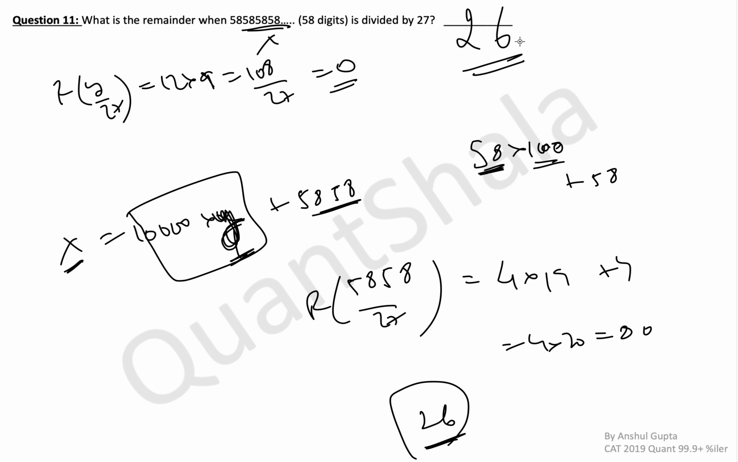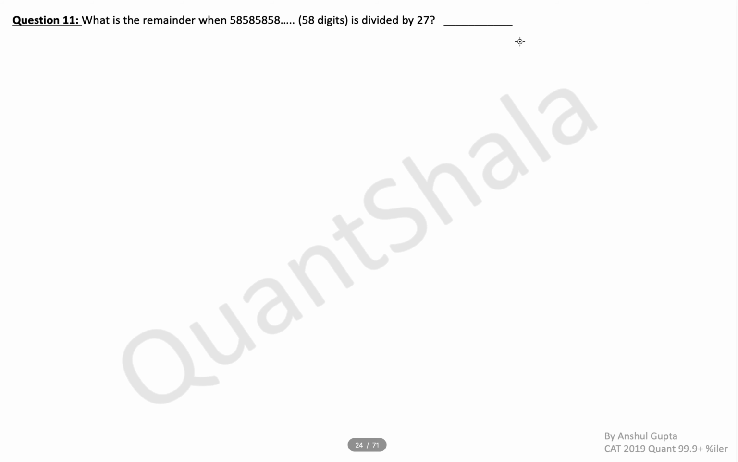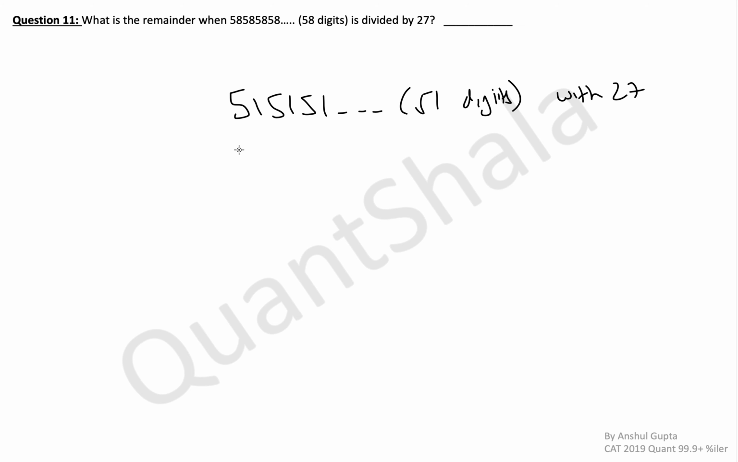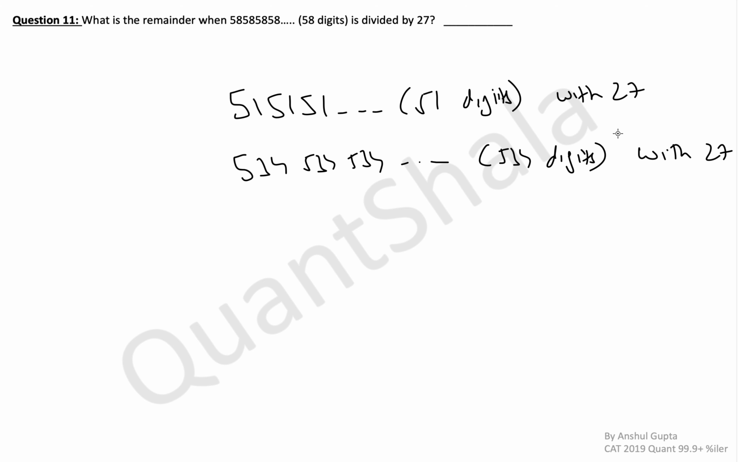Try to solve some more questions like this. Okay, I'll just write some more questions here which you should try to solve to understand this concept more. 515151, 51 digits, then divide by 27. Then let me write here 534 534 534, 534 digits. Again remainder of this with 27.